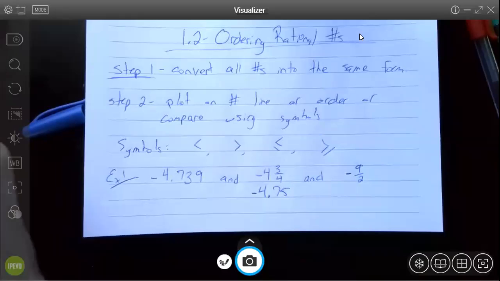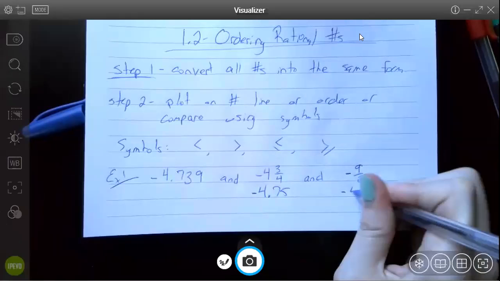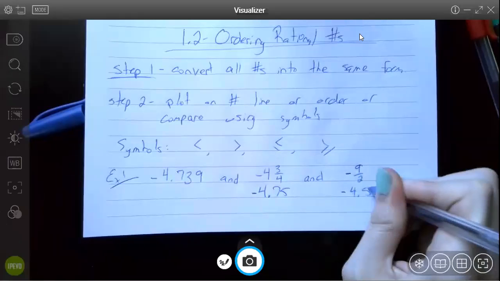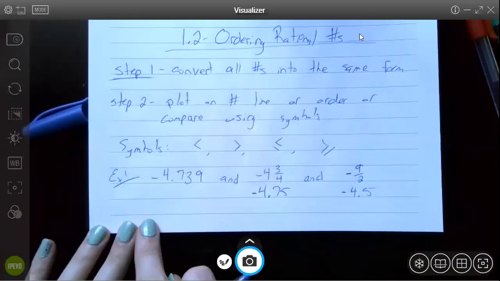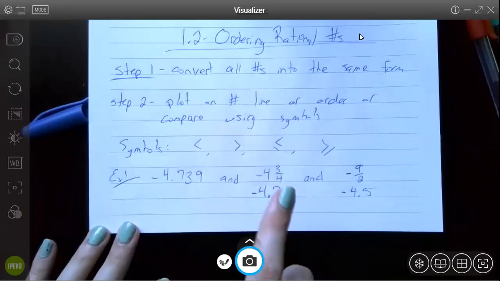And then the -9/2 is -4.5. And then of course, to order these, you could just write them in order. They're actually written already in order. No, they're not. This one, and this one.